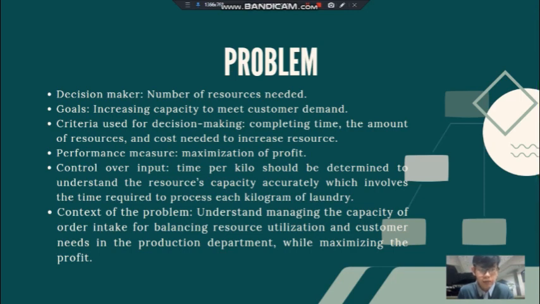Next is the control over input, which is that time per kilo should be determined to understand the resource capacity accurately, which involves the time required to process each kilogram of laundry. And the last is the context of the problem, which is understanding and managing the capacity of order intake to balance resource utilization and customer needs in the production department while maximizing the profit.